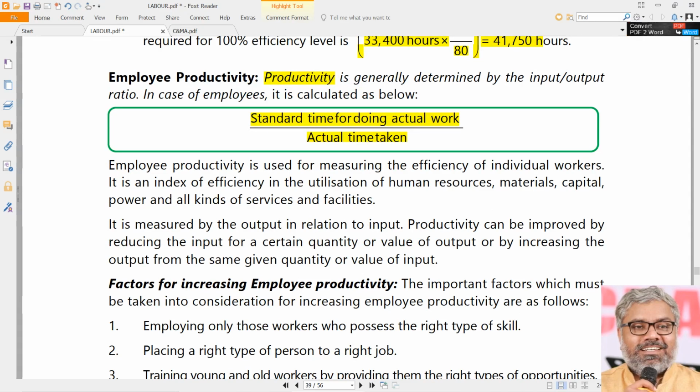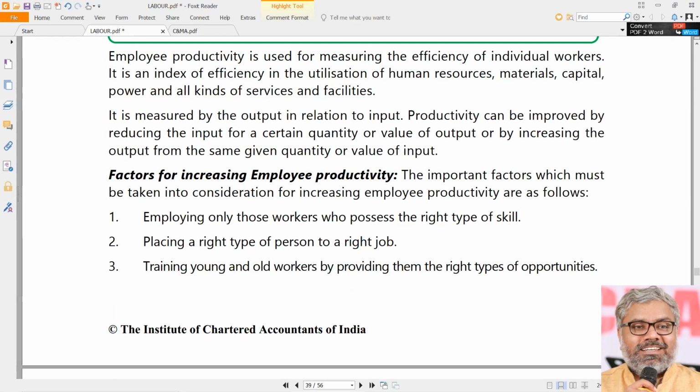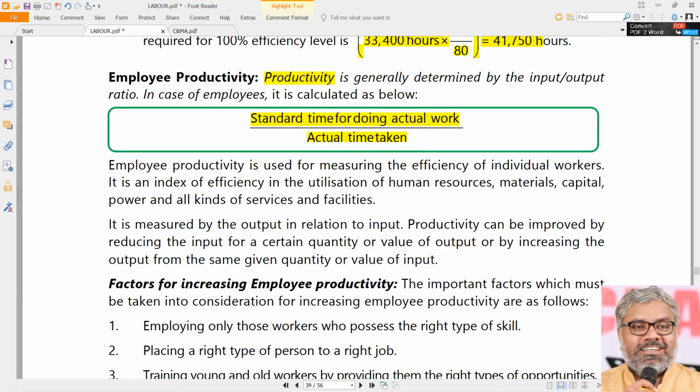So ultimately, whether it is efficiency or productivity, the essence is similar. Essence is what? The actual time taken should be less than the time that is supposed to be taken. That's it. So that is also a measure of efficiency. So you call it efficiency, you call it productivity. Ultimately, the essence is going to be same. The denominator in this case should be less than the numerator. If it is less than the numerator, then the efficiency or productivity is more than 100%. If denominator is more than the numerator, then it is going to be less than 100%. If both are equal, then it is going to be 100%.